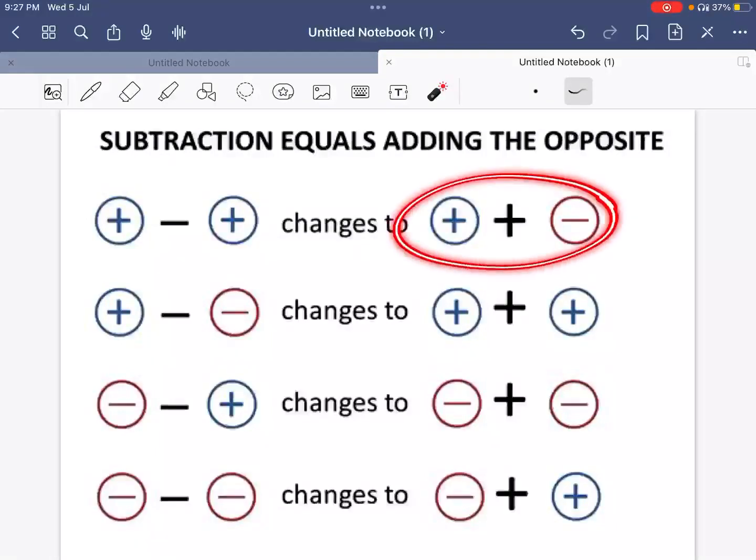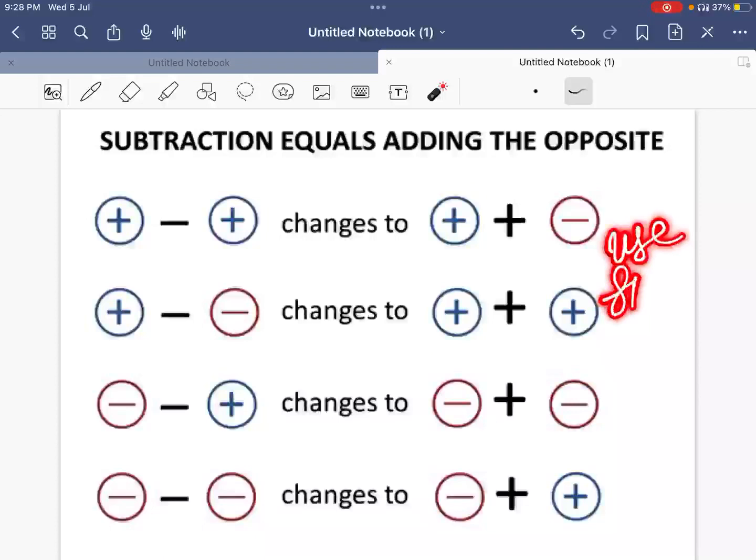So if one is a positive number and another is a negative number, apply the same logic: subtract the terms and use the sign of the bigger number. Clear? So likewise we have to solve this.